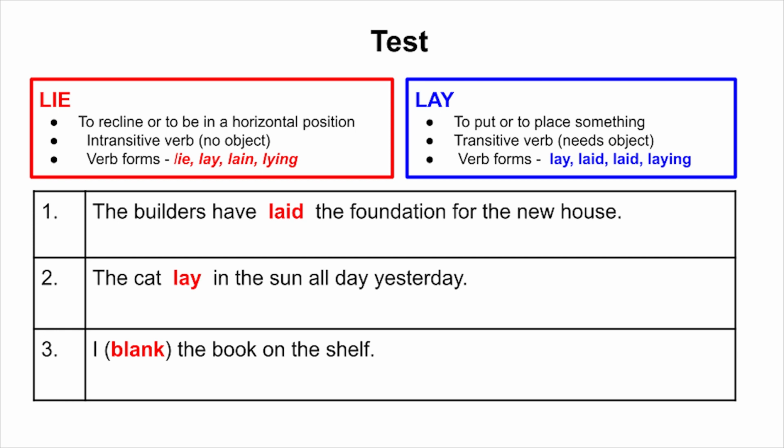Our third question is, I blank the book on the shelf. We may ask the same questions. Is there an object in this sentence? Yes, the book is the object in this sentence. We may also ask, am I placing something or am I reclining? I am placing something. I am placing the book on the shelf, and this is in the present tense. So our answer is lay. I lay the book on the shelf.